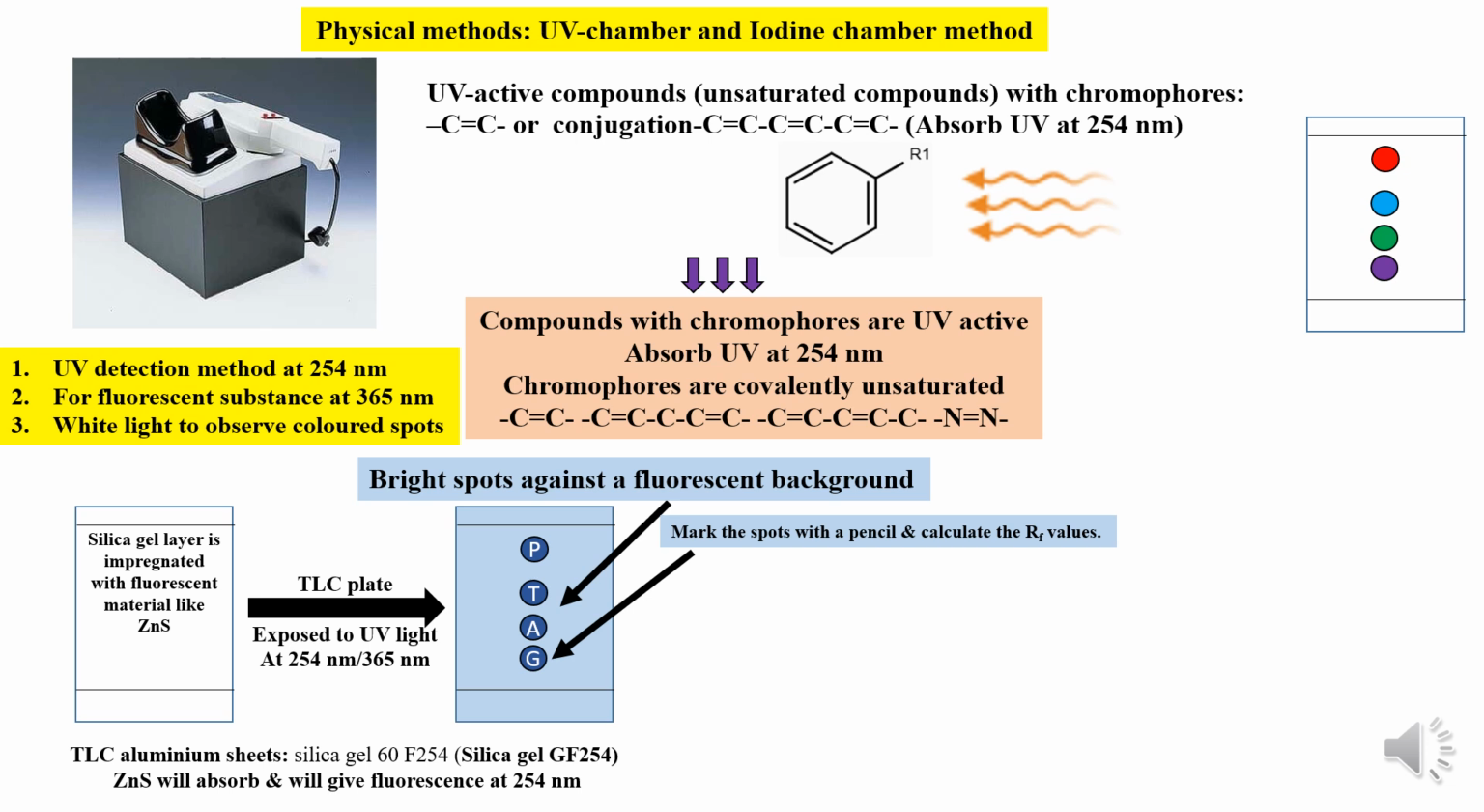And the letter F stands for fluorescent material. It indicates that the silica gel plates are impregnated with fluorescent material like zinc sulfide. And the number 254 means that the fluorescent material, that is zinc sulfide, absorbs at a wavelength of 254 nanometers and gives fluorescence. So that's the meaning of this label silica gel GF254.